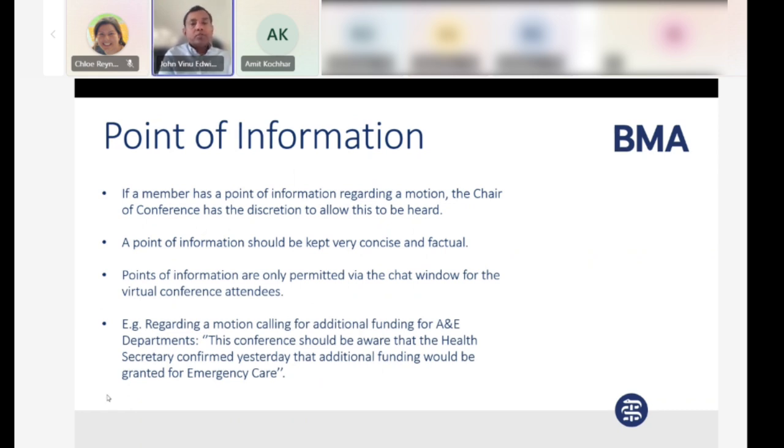So, point of information. If a member has a point of information regarding a motion, the chair of conference has discretion to allow this to be heard. This is where it becomes interesting. There's no speaker slip submitted for this particular point of information. The point of information should be kept very concise and factual. For example, regarding a motion calling for additional funding for A&E departments: this conference should be aware that the health secretary confirmed yesterday that additional funding would be granted for emergency care.